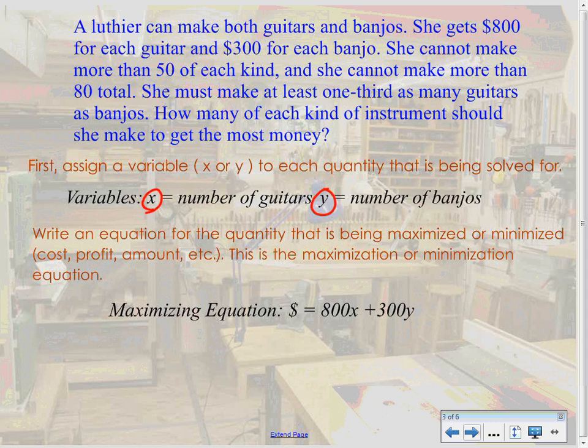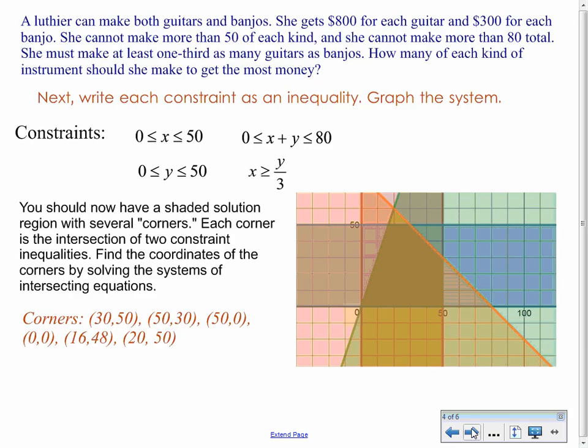And then we'll write an equation for what we want to maximize, or potentially minimize, in a problem. So we want profit. We want to make money, or she does. So we will say that it's $800 for every guitar. We'll assume that this is all profit, and $300 for every banjo. If it's costs, you want those to be less. But we don't need really a variable there. We'll just put a dollar sign, or sometimes I'll see just the word max, to remind yourself that it's maxed out. So 800x plus 300y, we'll keep that in mind.